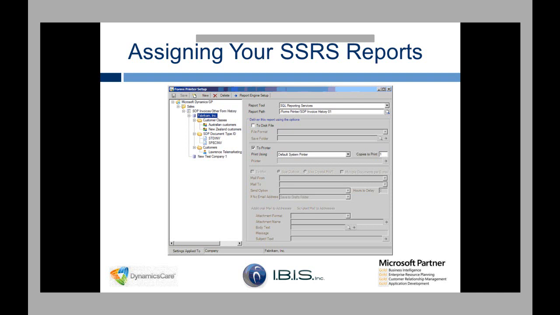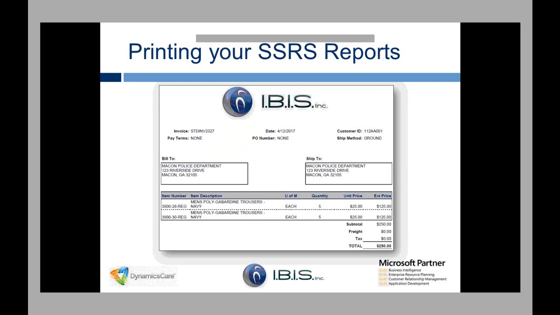So once that's done, all you have to do is go in and print your SSRS reports. So anytime after that setup has been completed, when someone prints out of sales order processing, it will immediately drive back to the report server and pull the report that's been assigned.